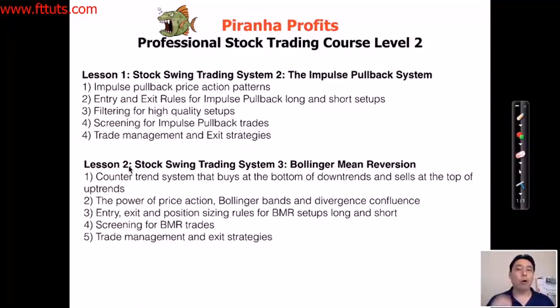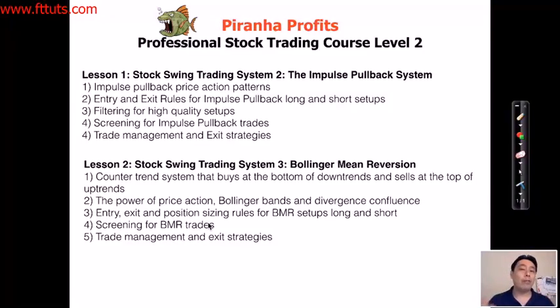In lesson 2 of the level 2 course, you'll be learning a counter trend trading strategy, which means you're going to be buying at the bottom of the downtrend and selling at the top of the uptrend, using what is known as the Bollinger Mean Reversion strategy. So this is a counter trend system that buys once again at the bottom and sells at the top. You will learn how to combine the power of price action, Bollinger Bands, as well as divergence patterns to give you a lethal combination in the markets. You learn specific entry, exit, and position sizing rules for the Bollinger Mean Reversion, both long setups and short setups.